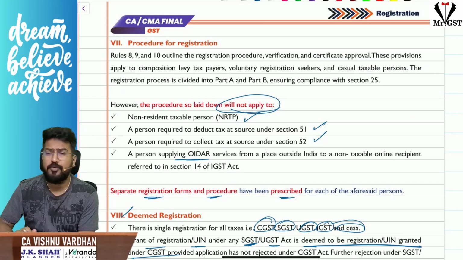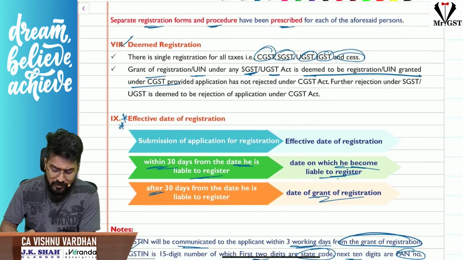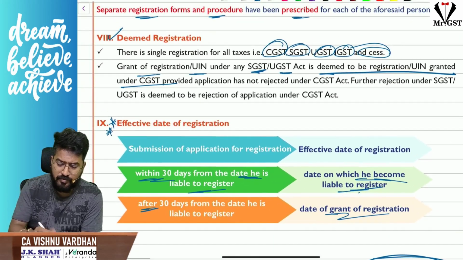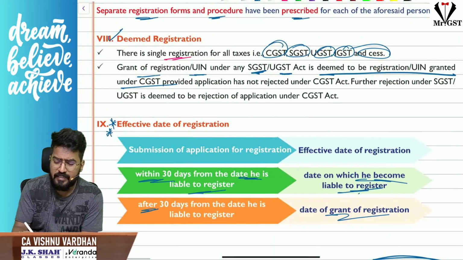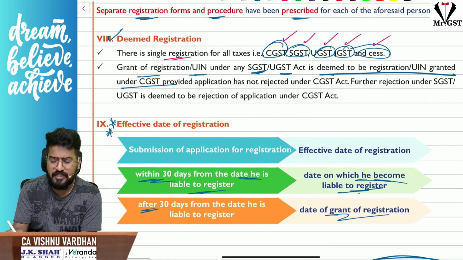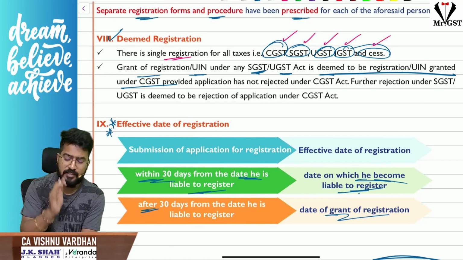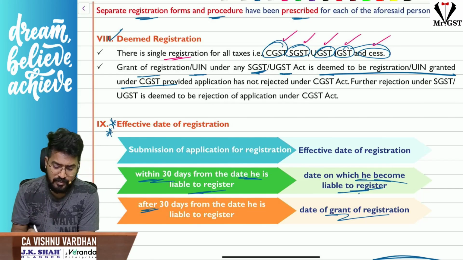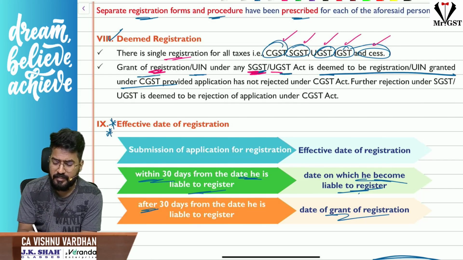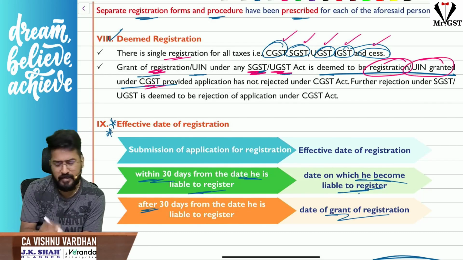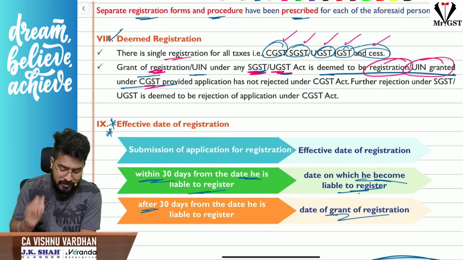So the next one, procedure for registration. Before going for procedure for registration, let me just finish this off. Deemed registration. Sir, there is a single registration for all the taxes. You need not take separate registration for separate taxes, so one single registration is sufficient. And any registration granted under any SGST or UTGST Act is deemed to be registration or UIN granted under the CGST Act also. Okay, that is another point.